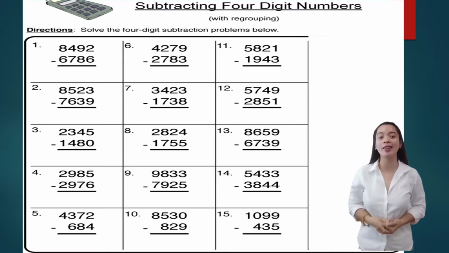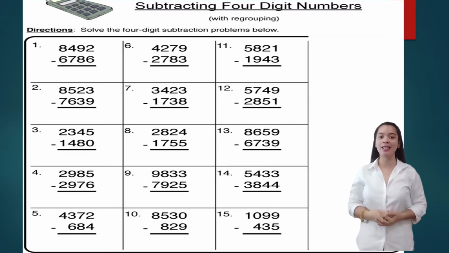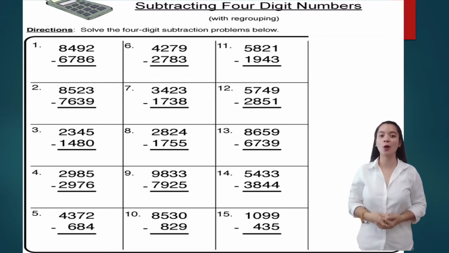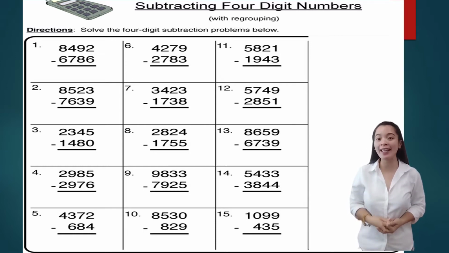So let's start with number 1. We have 8,492 minus 6,786. So let's subtract now. Here, let's start with 1's place. So can we subtract 6 from 2? No, we cannot. So let's borrow 2, number 9.